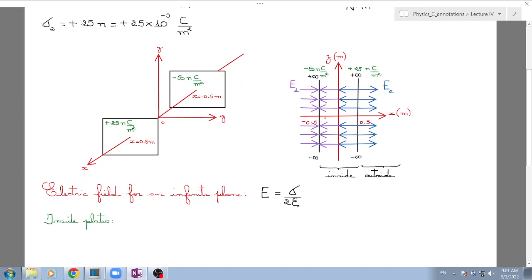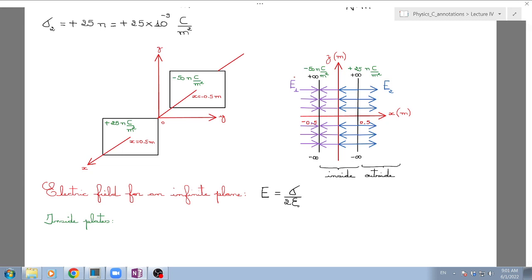We have the first plate here. I'm considering it an infinite plate, and this is a negative charge distribution. That's negative, which means that the field is convergent, and I'm calling this field E1. And the other plate generates a divergent electric field, which I'm calling E2.